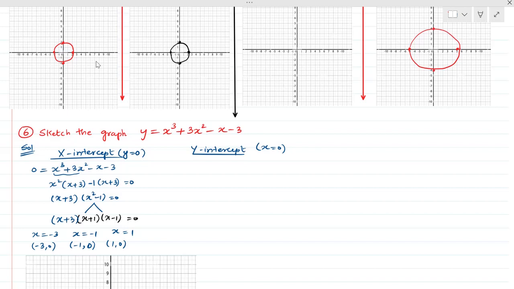Now let us go with the y-intercept. Put x equals 0. All the x terms will be 0. Therefore, the y value is minus 3. Therefore, the intercept is 0 comma minus 3.